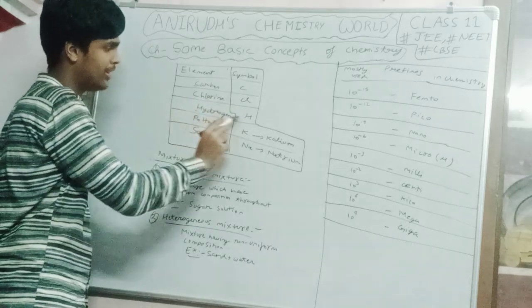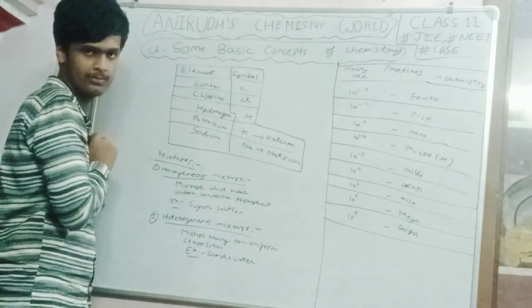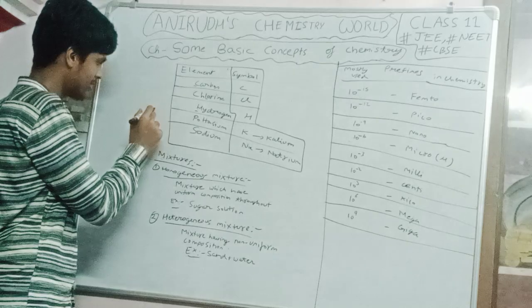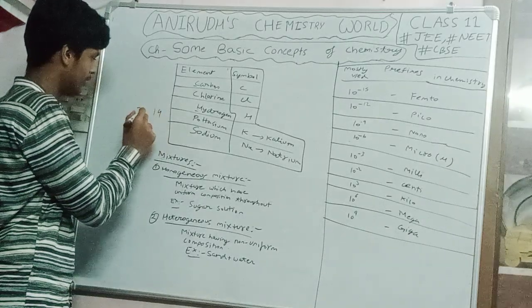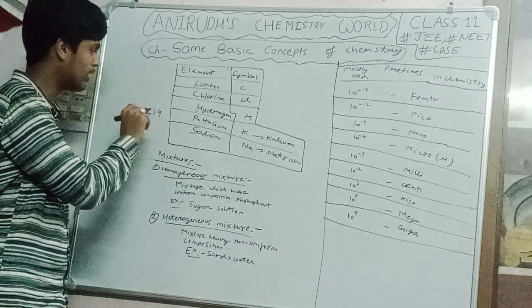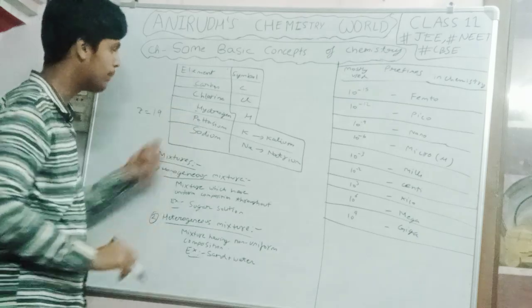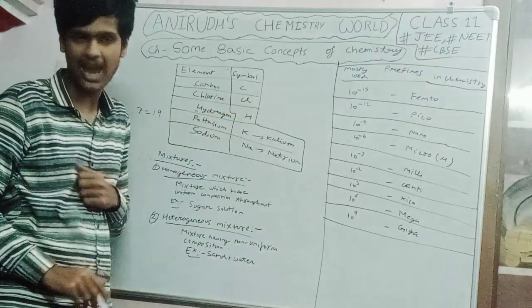First alphabet is its symbol. Hydrogen, H. Potassium. The atomic number of potassium is 90, you might have known this. And the potassium has the symbol of K.